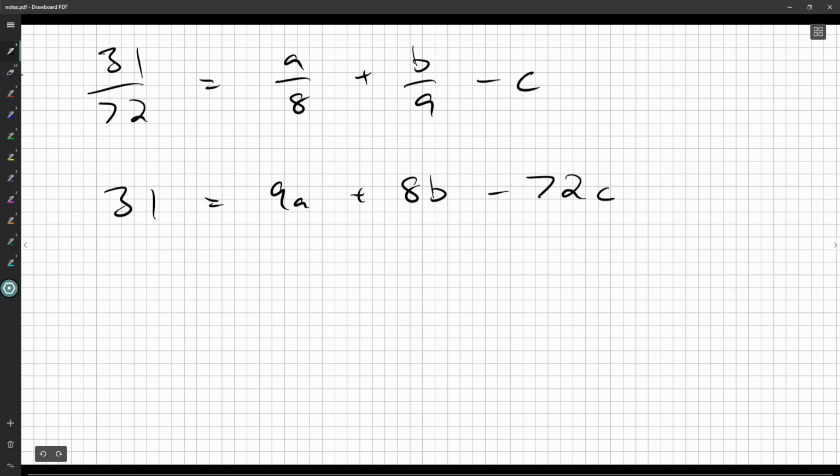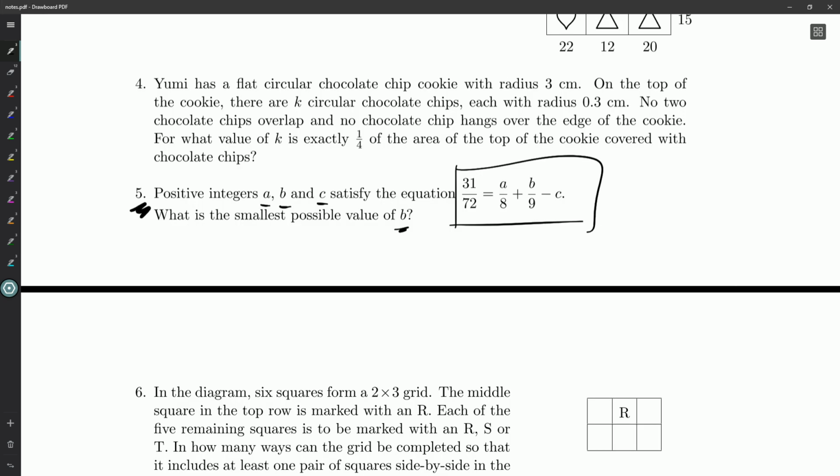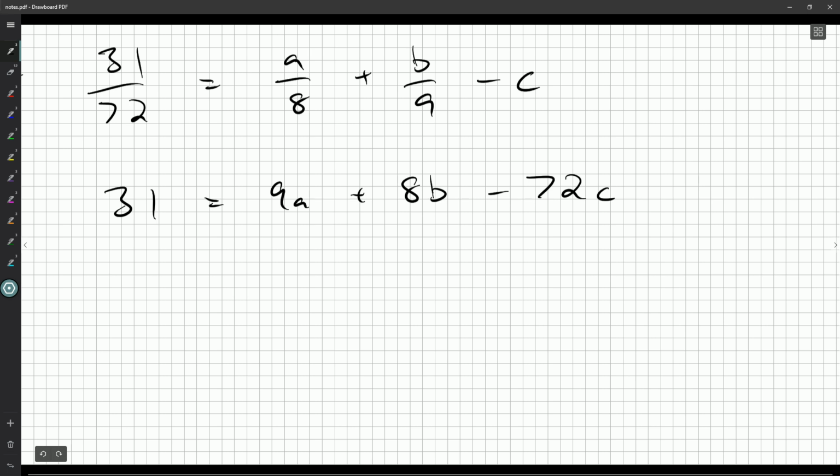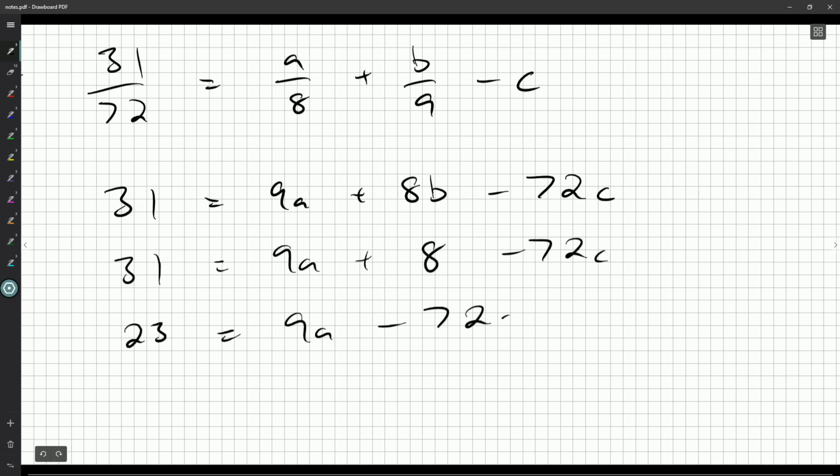Okay, so did they say they have to be positive integers? Yeah, they're positive integers. So I can't have B be 0, but maybe B is 1. So then this would be 8. So 31 is 9A plus 8 minus 72C. Can I find positive integers A and C that make this work? If I subtract 8 from both sides, I'll be left with 23 is 9A minus 72C. And now the question is, can I find A and C that make this work?